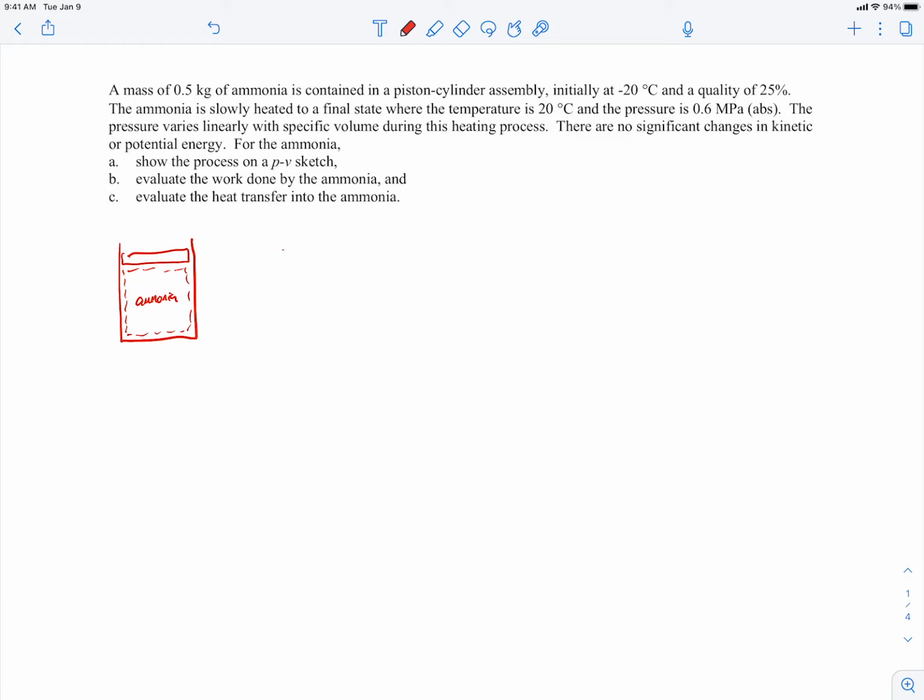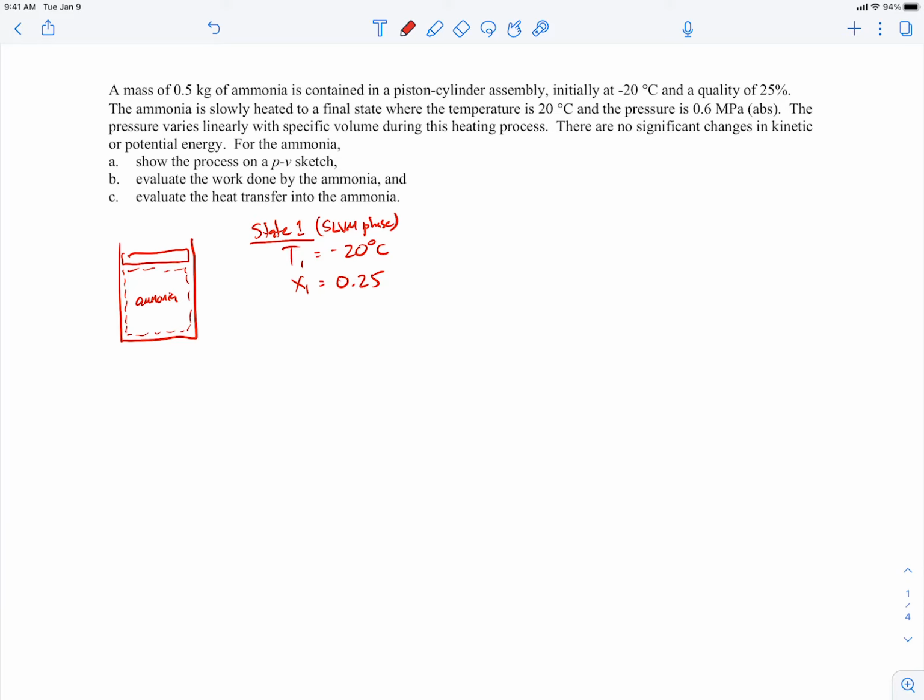And we're told that it's initially at minus 20 degrees Celsius and a quality of 25%. So that's x1 is equal to 0.25. Since we're given a quality, we're going to know that we're dealing with a, I'm sorry, a saturated liquid vapor mixture. So saturated liquid vapor mixture phase, because we're given some quality, we know that that's the case.